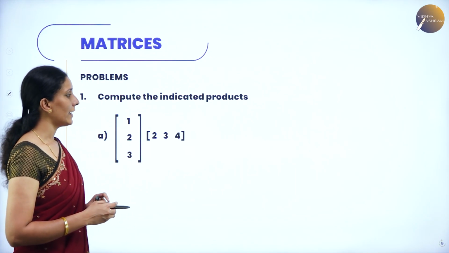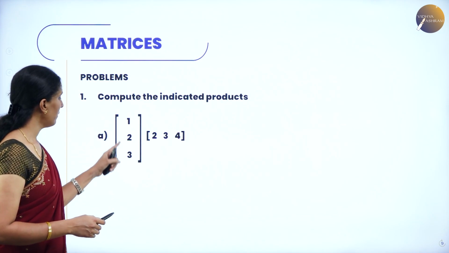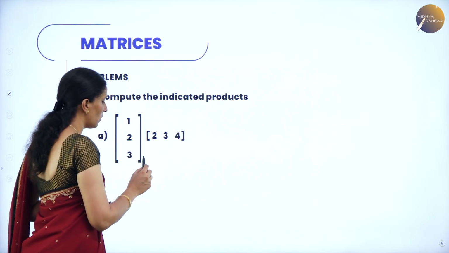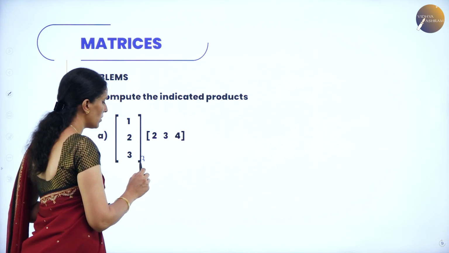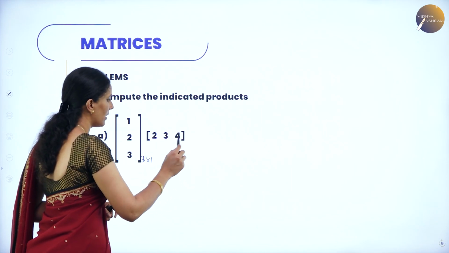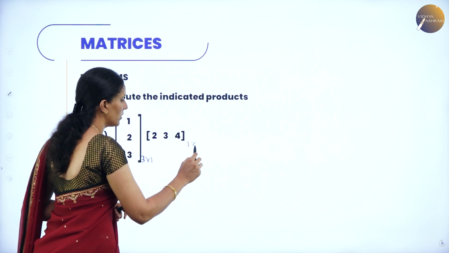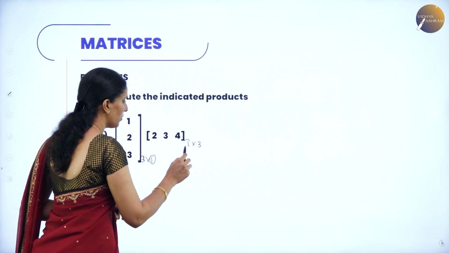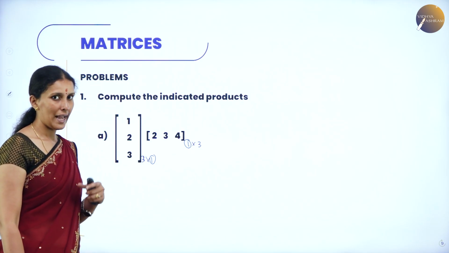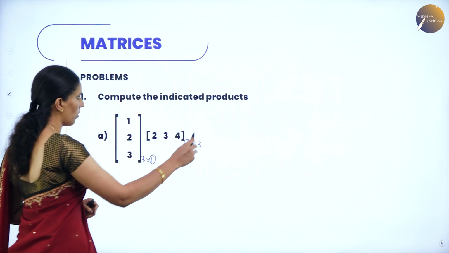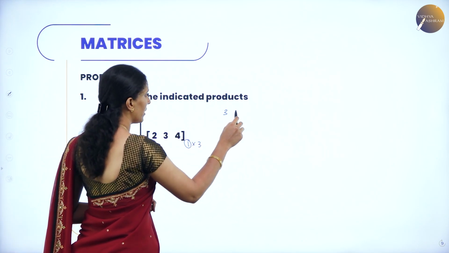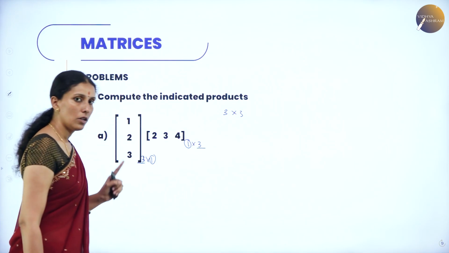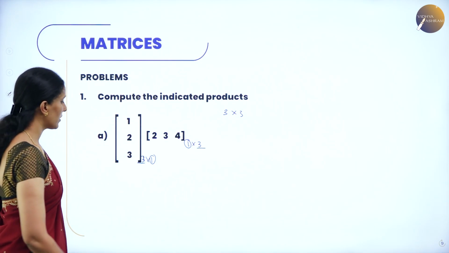Compute the indicated product. So here we have two matrices. What is the order of this matrix? We have 3 rows and 1 column, and here we have 1 row, 3 columns. Clearly, the number of columns is equal to the number of rows, hence you will get a matrix of order 3 cross 3. So the remaining rows here and remaining columns here, so a 3 cross 3 order matrix you should get.